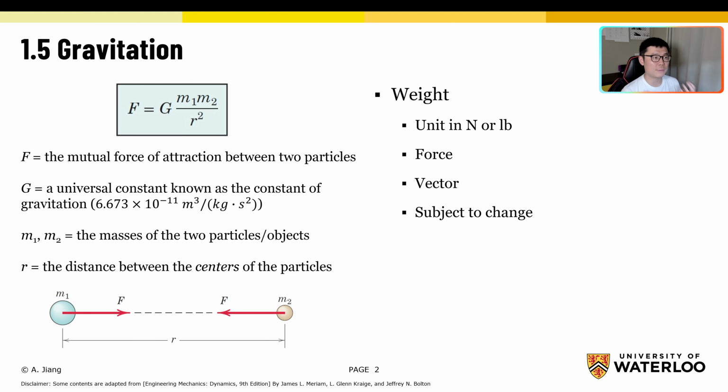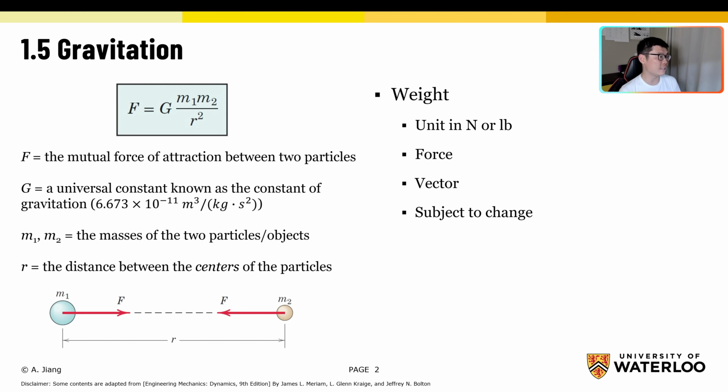We'll start with this famous gravitation equation that you should be familiar with, F equals G times m1 m2 over r squared, where F is the mutual force of attraction between two particles, or it's the weight, right? It's a force, can be either in Newton or pounds, is a vector, and it's subject to change. We'll see that next slide.